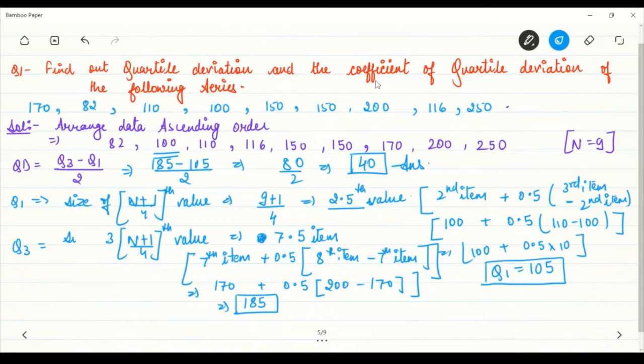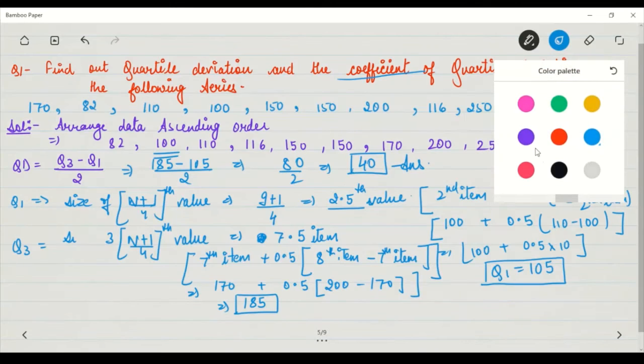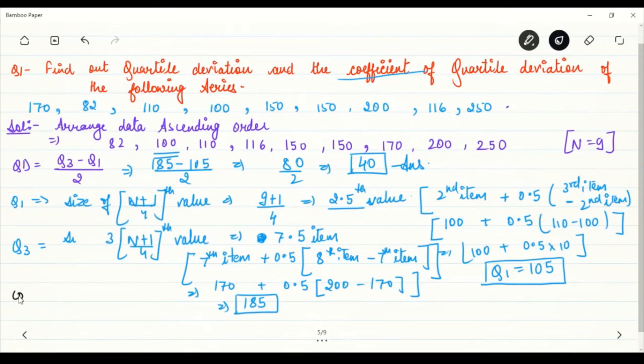Okay, we also need to calculate the coefficient of quartile deviation, and the formula to calculate it is Q3 minus Q1 by Q3 plus Q1. We have already calculated the values of Q3 and Q1. Let us place the values in the formula and get the answer.